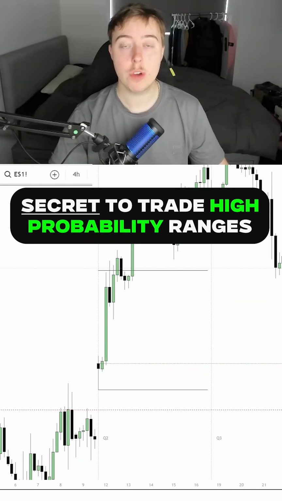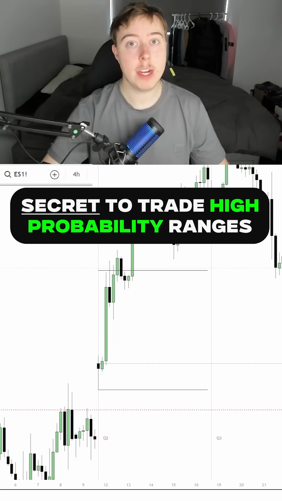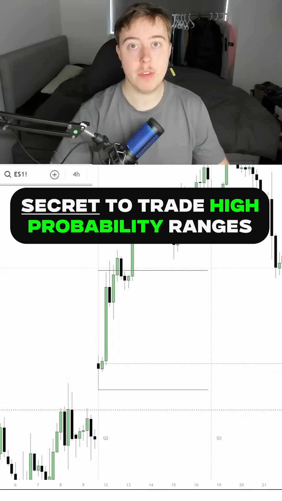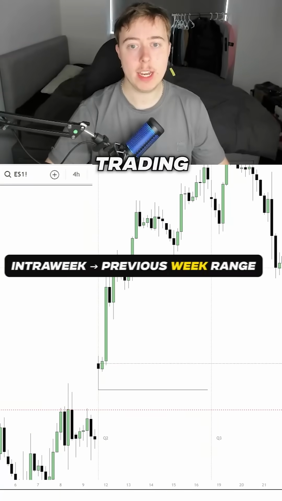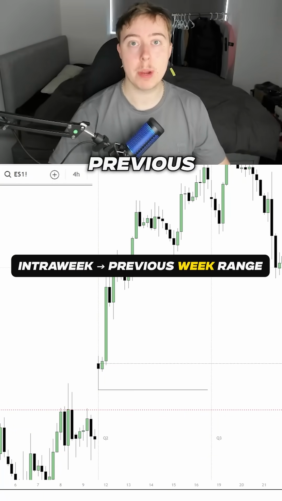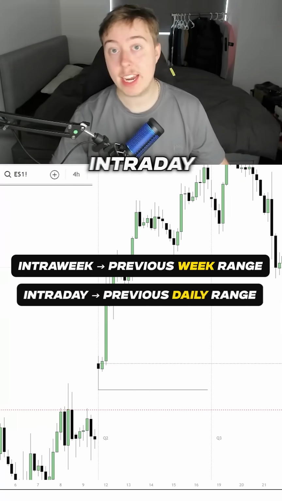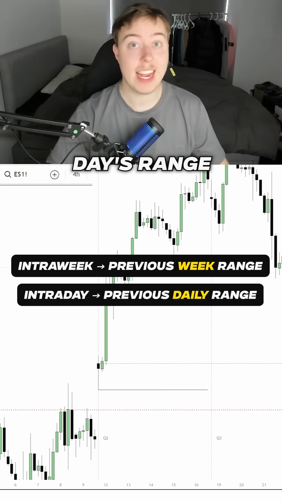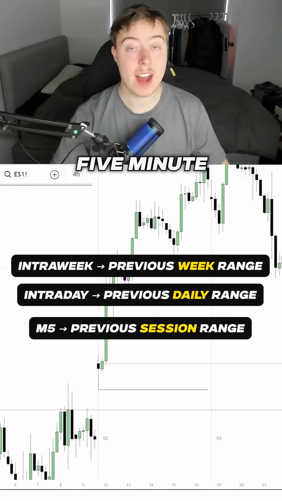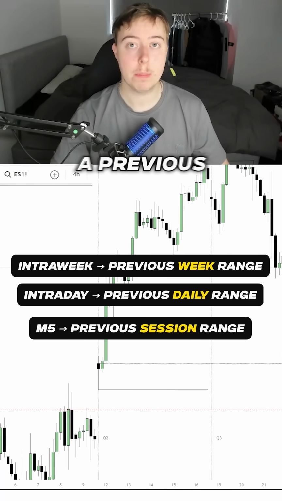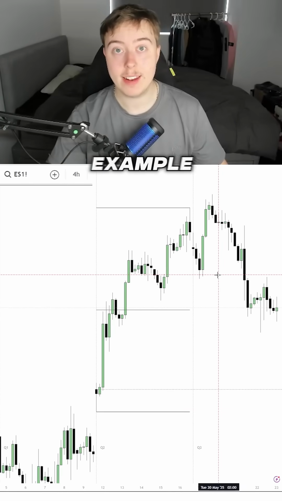So many people overcomplicate ranges. The only range that you really need is the previous X range. If we're trading intra-week, we want to use the previous week's range. If we're trading intraday, we want to use the previous day's range. And if you are trading on the 5-minute time frame, you're going to go ahead and use the previous session's range. So here's a great example right here.